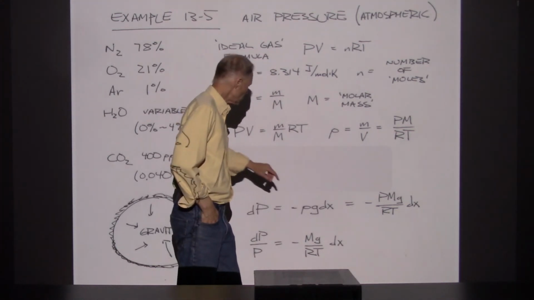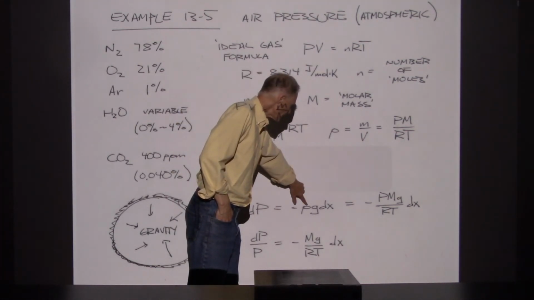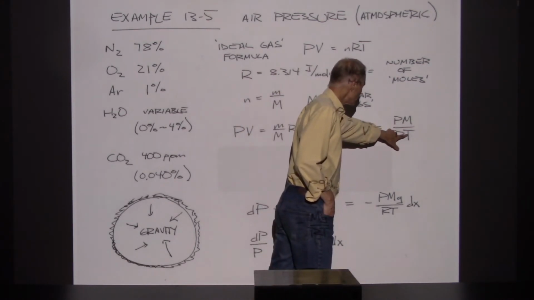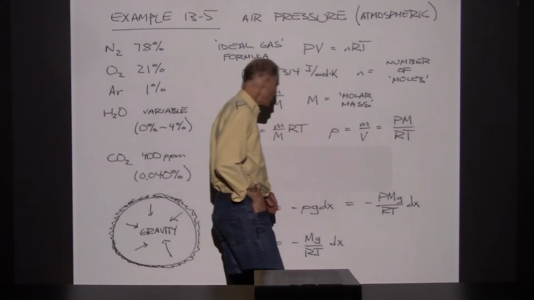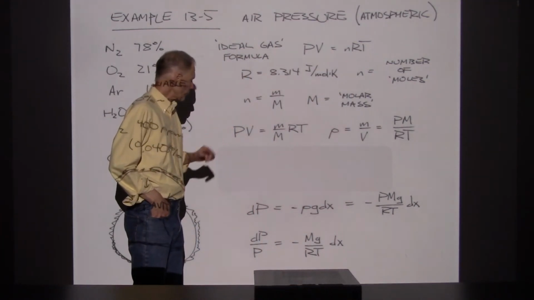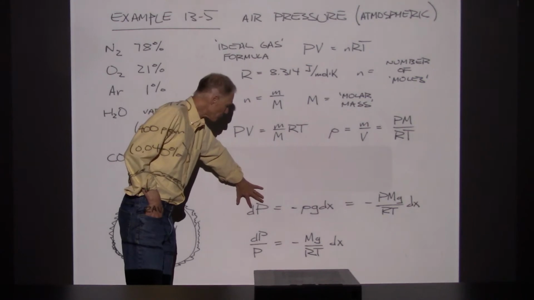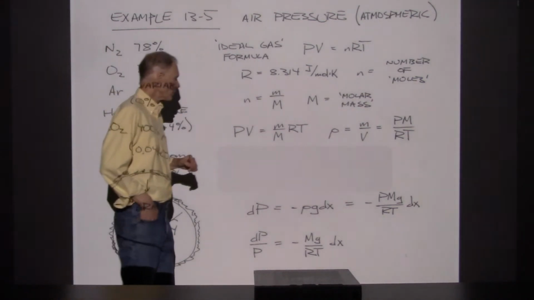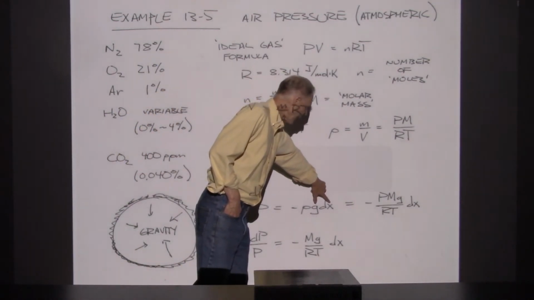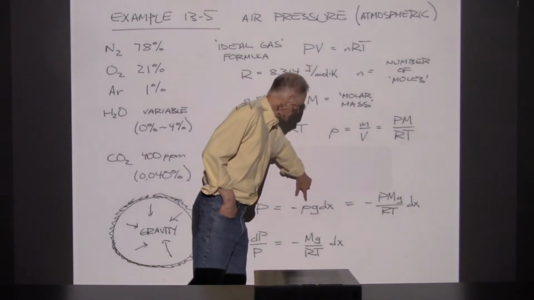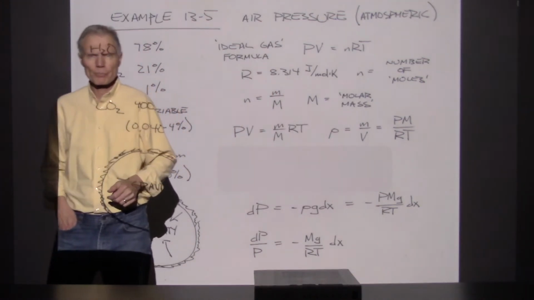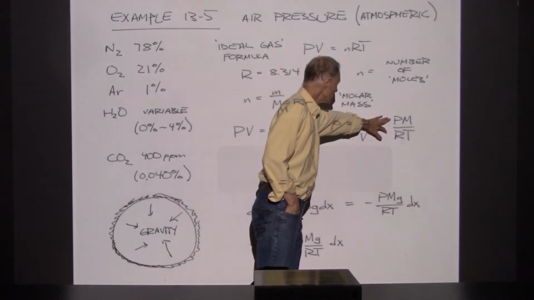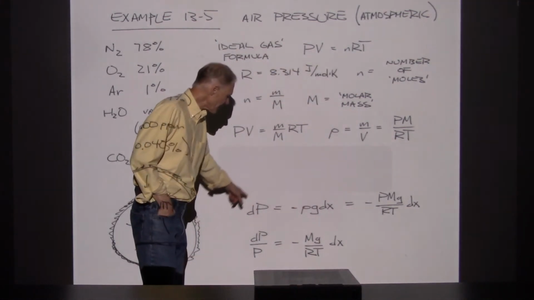Now what we're going to do is take the density here and substitute in PM over RT. So I'm going to substitute that into our formula. The reason for that is right now I have pressure on this side. I want to keep track of how the pressure drops off with elevation. I have height on the other side. Density, it's too many variables. So I needed to get density in terms of pressure. And then we can set up an integral.